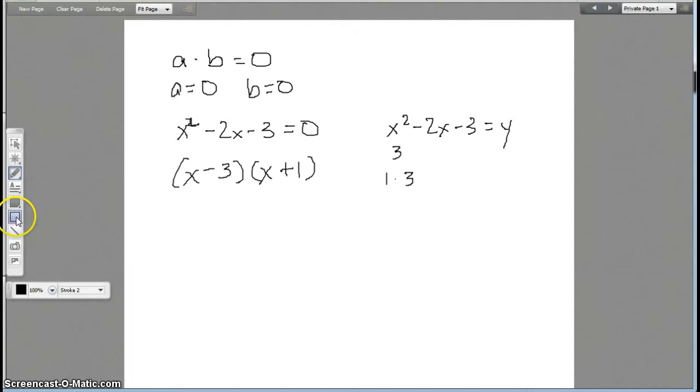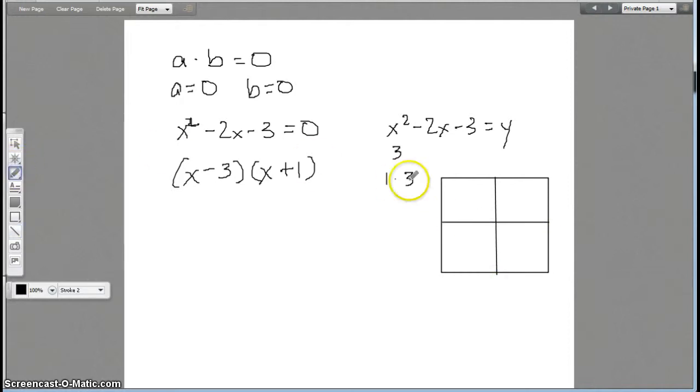Now you can also solve this using the grid method, which we've done many times. So just to show you again really quickly how the grid method works, to solve this equation using the grid method, we know we're going to have x squared in the top left box and we're going to have negative 3 in the bottom right box. And we need to figure out what numbers we can put in the other boxes to make our equation. So what we're going to do is take our coefficient here, which is 1, and take our number here, which is a 3, and that multiplies to 3.